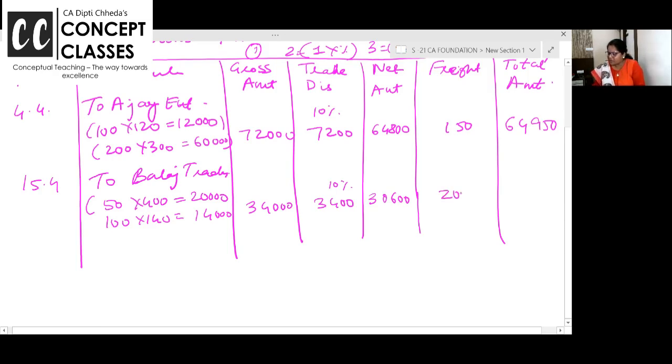And freight is 200. So 30,000. Freight is how much, from Balaji when you are getting? Freight charges are coming to 200. So 30,800. Anyone is having any doubt?